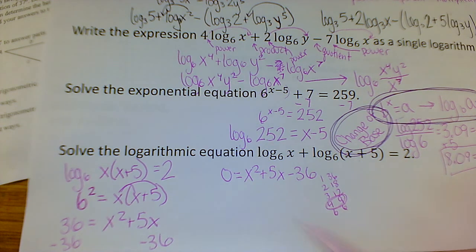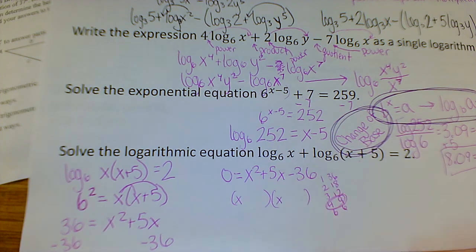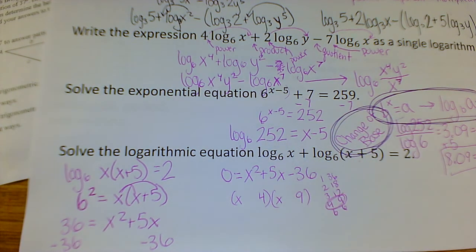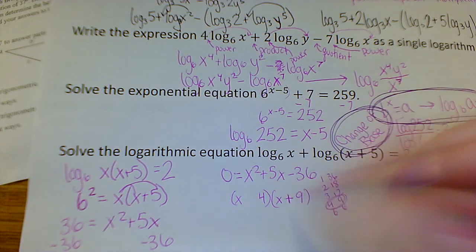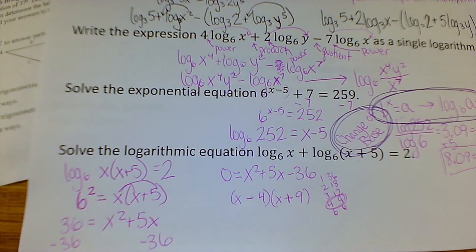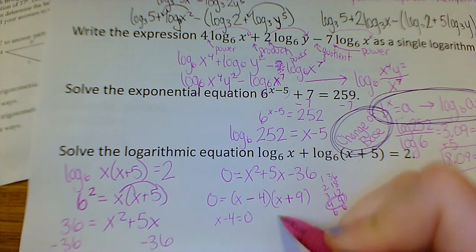4 and 9. So I'm going to open two sets of parentheses. x, x. And we got 4 here and 9 here. Now I need it to add to a positive 5. Which means that my 9 has to be positive and my 4 has to be negative. So that when I do negative 4 plus positive 9, I will get a positive 5. All still equals 0.